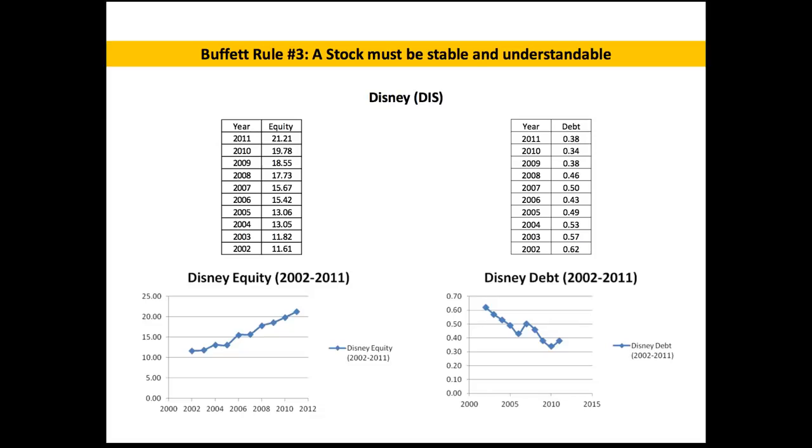Now, in 10 years from now, Sirius XM Radio might be the best company in the universe and Disney might be the worst. But what we're trying to do is predict which company is going to be where in 10 years from now. And based off of these charts and these important numbers, we can see that Disney is much more stable and calculable than Sirius XM Radio.